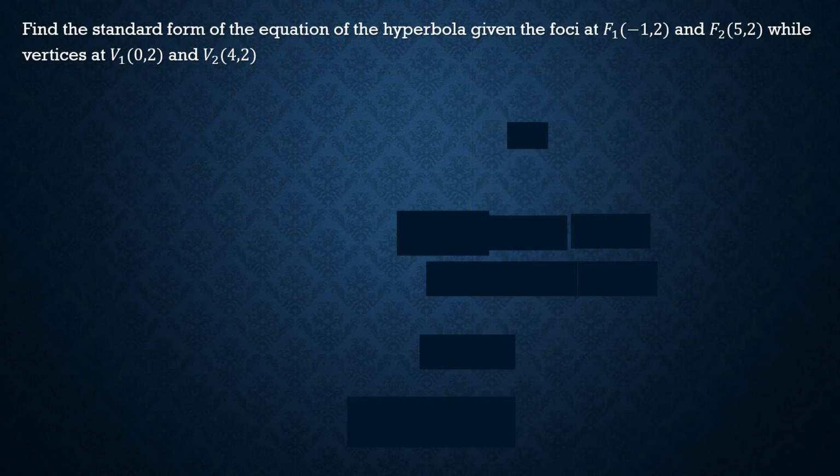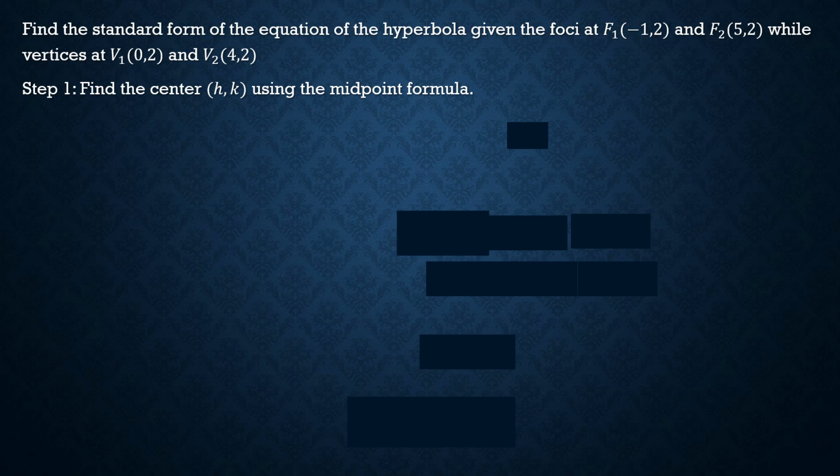We are going to find the standard form of the equation of the hyperbola given the foci at negative 1, 2 and 5, 2, while vertices at 0, 2 and 4, 2. Step number 1, let's find the center using the midpoint formula. So, ang ginamit ko dito sa midpoint formula ng mga points ay yung mga points sa foci. So, yan. Substitute lang natin.